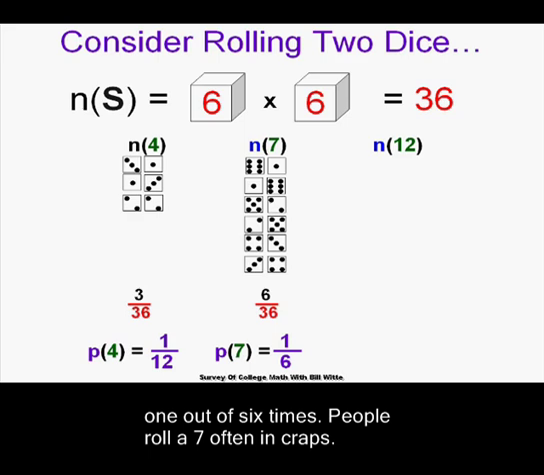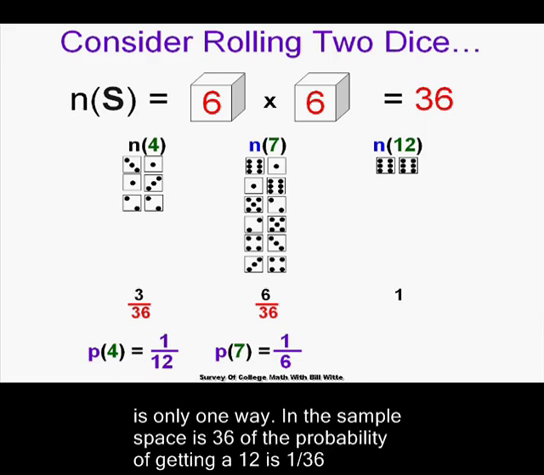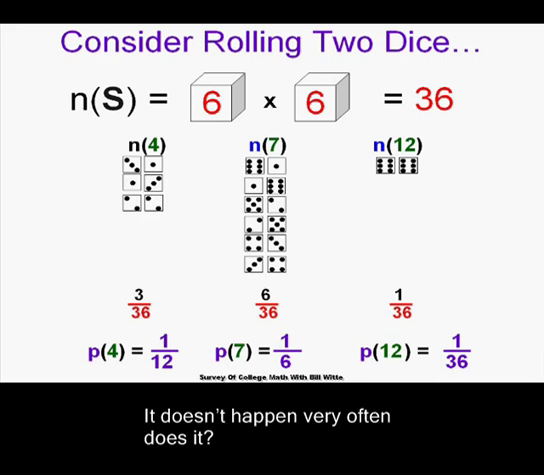12s don't occur very often, do they? Because the number of ways you can get a 12 is only 1 way. And the sample space is 36. So the probability of getting a 12 is 1 over 36. 1/36. Doesn't happen very often, does it?